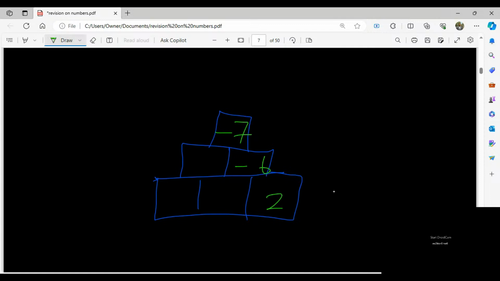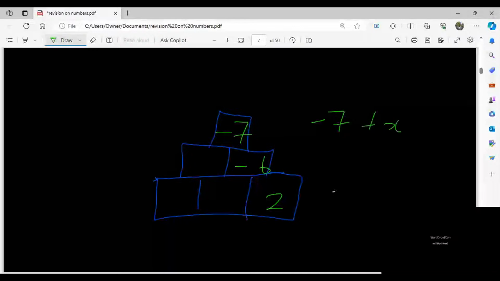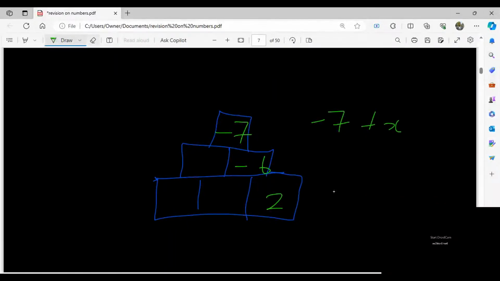So we do know that this minus 7 is as a result of adding these two numbers. So we can try to formulate an equation. Let's write it correctly. Minus 6 plus x is equals to minus 7.